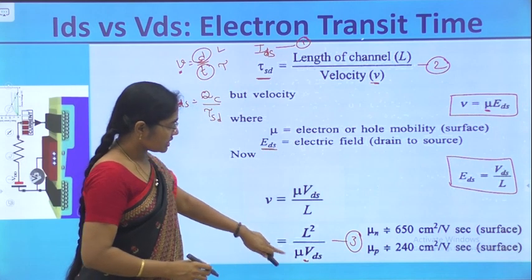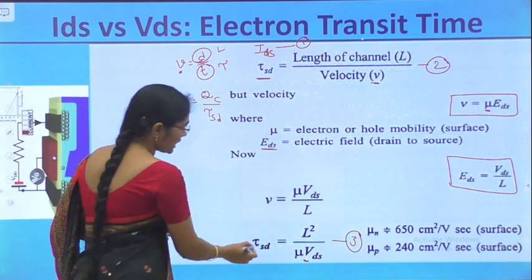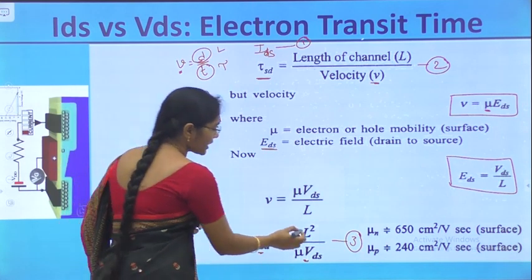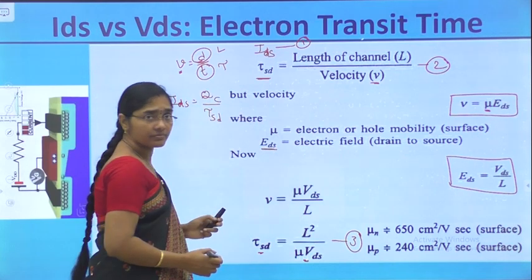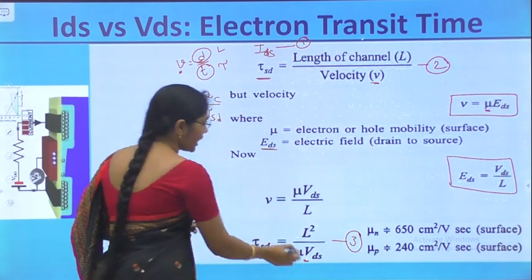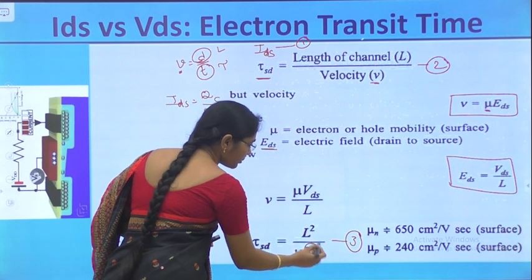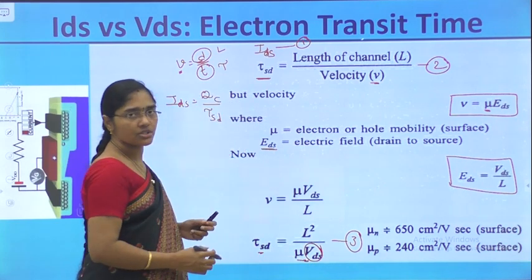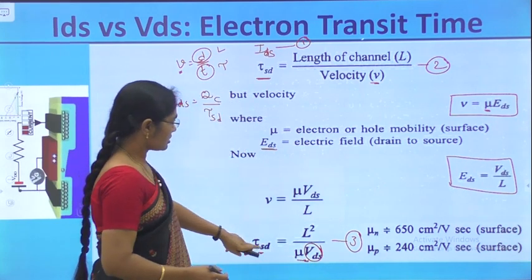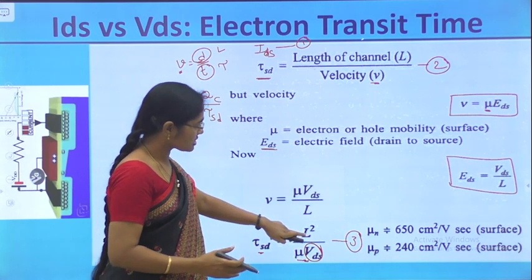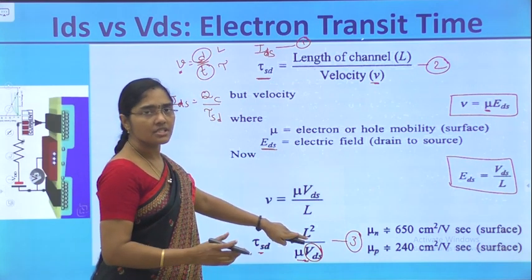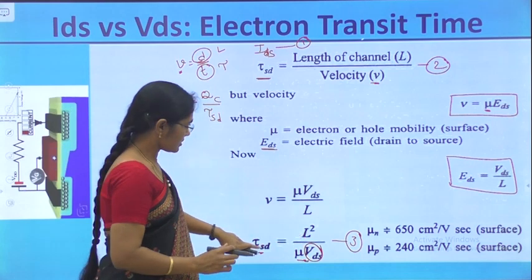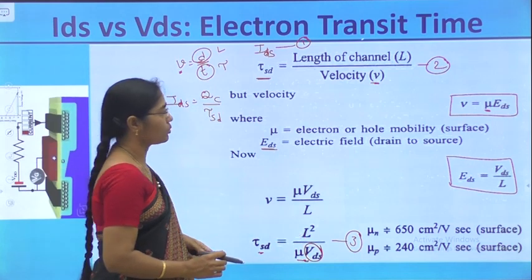For this tau ST, what is the conclusion? Electron transit time is directly proportional to L square, the length of the channel, and inversely proportional to the mobility and the applied potential at the drain. So tau is large when the channel length is large, meaning for longer channel devices, the electron transit time is more.